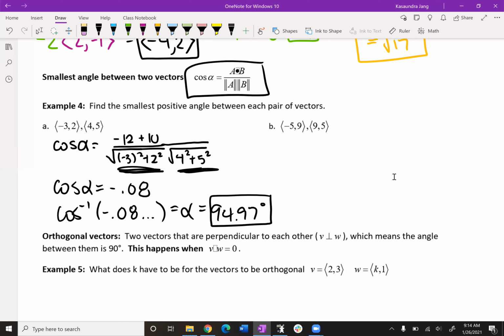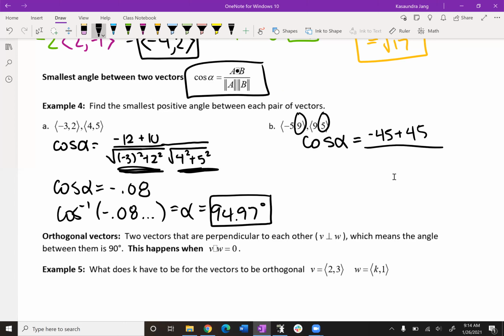Okay, so let's check this out. Cosine of alpha. It looks like you guys had cosine of alpha equaling 0. Let me make sure we know how we got 0. I did my A dot B, which gives me -5 times 9, so -45, plus I multiply my y's, I get +9 times +5, so +45, which I'm assuming is where you guys got your 0, right?